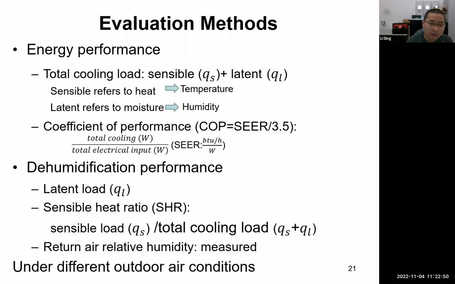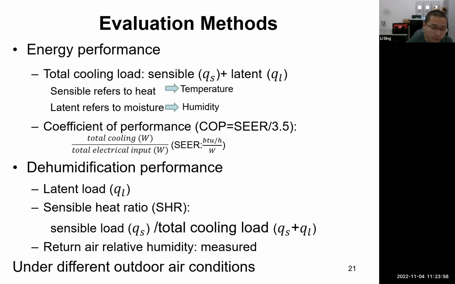Before that, we need to introduce some evaluation methods. For energy performance, we need the total cooling load, which equals the sensible cooling load plus the latent cooling load, QS and QL. The sensible cooling load refers to heat and is related to the temperature, and the latent cooling load refers to the moisture and is related to the humidity. Next is the coefficient of performance, COP, and we have introduced SEER. This is the relationship between COP and SEER. They have the same meaning, the total cooling divided by the total electrical input, but they have different units: for COP it is power over power, and for SEER it is BTU per hour over power.